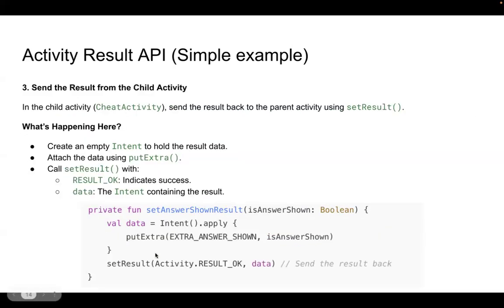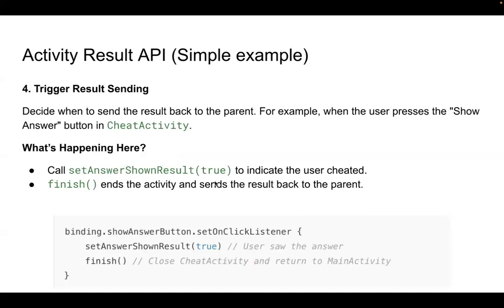So basically, that's all that is doing right now. And then trigger result sending, right? So basically binding dot show answer button dot set on click listener. So this is when the answer is shown, then you trigger this function, and then after that you just select finish, which is basically going to close the cheat activity and return to the main activity.